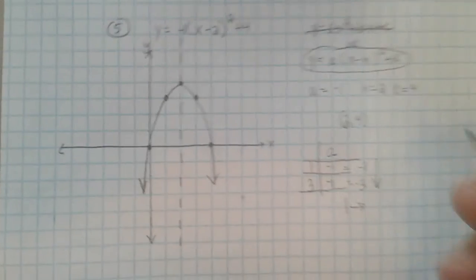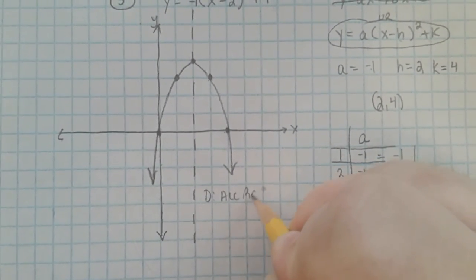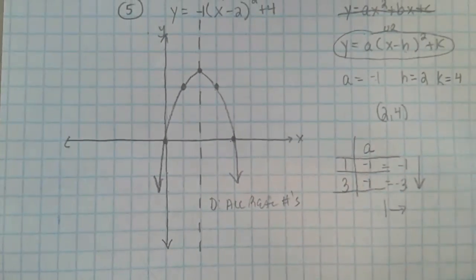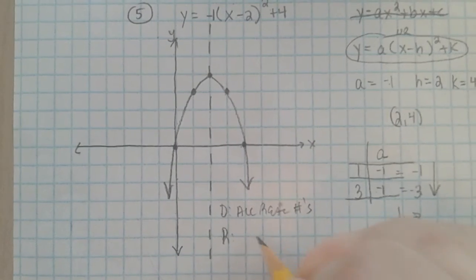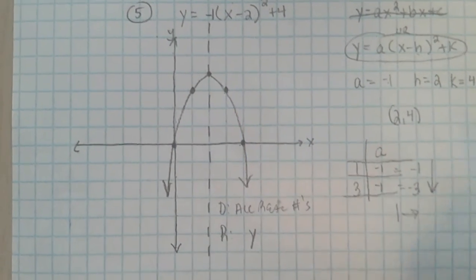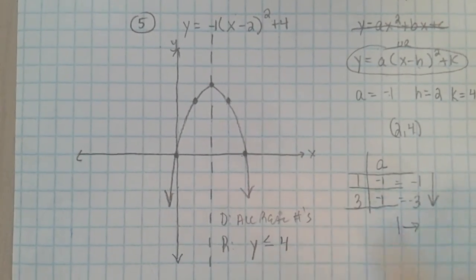Draw our curve through. Last thing, state the domain and range. The domain we said is all real numbers for every single problem. The range always deals with the y coordinate of our vertex, which is 4. This one opens down, so it's less than or equal to.